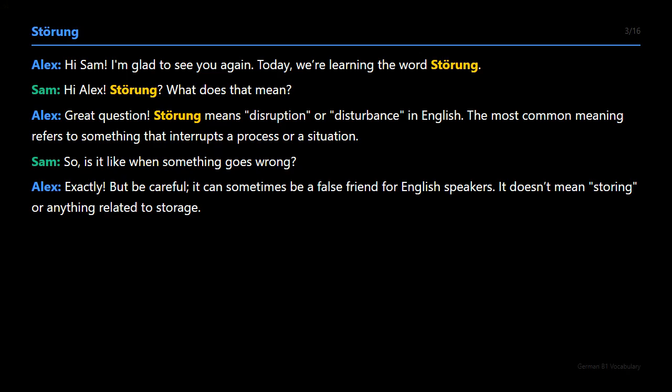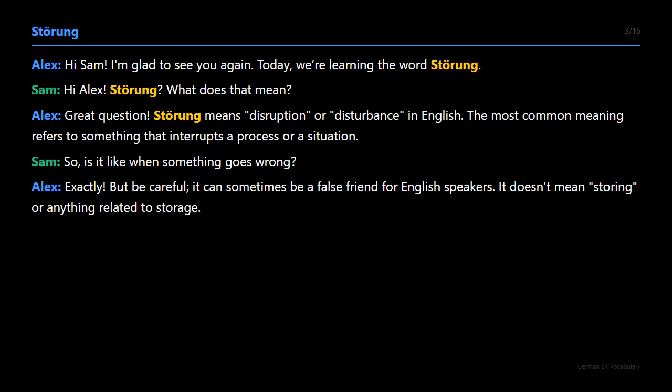Today, we're learning the word Störung. Hi Alex. Störung. What does that mean? Great question. Störung means disruption or disturbance in English. The most common meaning refers to something that interrupts a process or a situation.